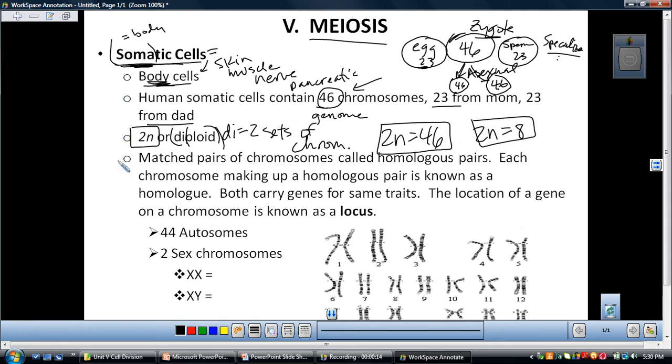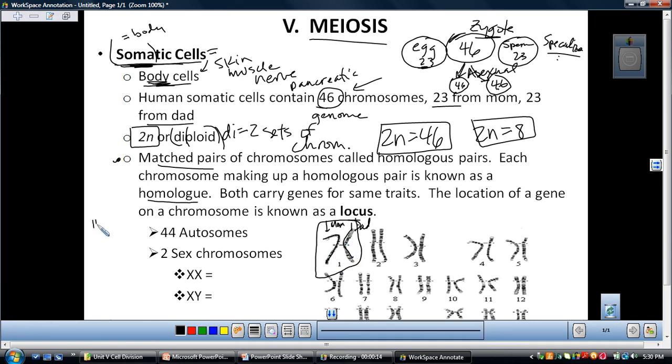Now we look at the next bulleted point, which is that out of those 46 chromosomes, they are matched pairs. For each pair, like you see in this picture down here, here's chromosome pair number one. There is one single chromosome here that came from mom, and one single chromosome here that came from dad, and they match each other. That's what we call a matched pair of chromosomes. Each one that makes up this homologous pair, we call a homolog. So this would be a homologous pair of chromosomes because they match each other.